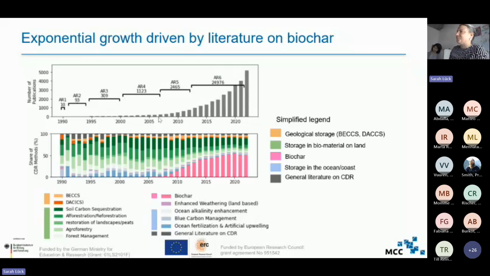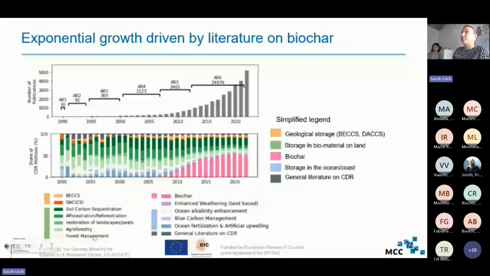So we see exponential growth. These are the numbers which had to be taken into account in the assessment cycles by the IPCC. And you see here, of course, the numbers grow further.